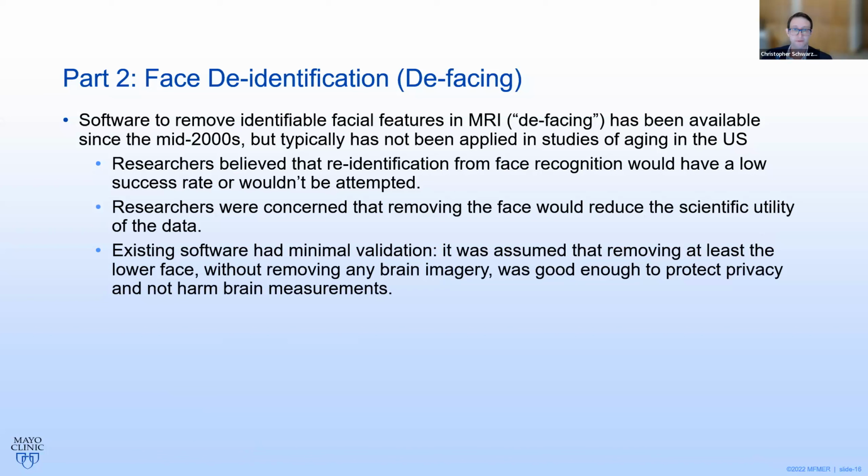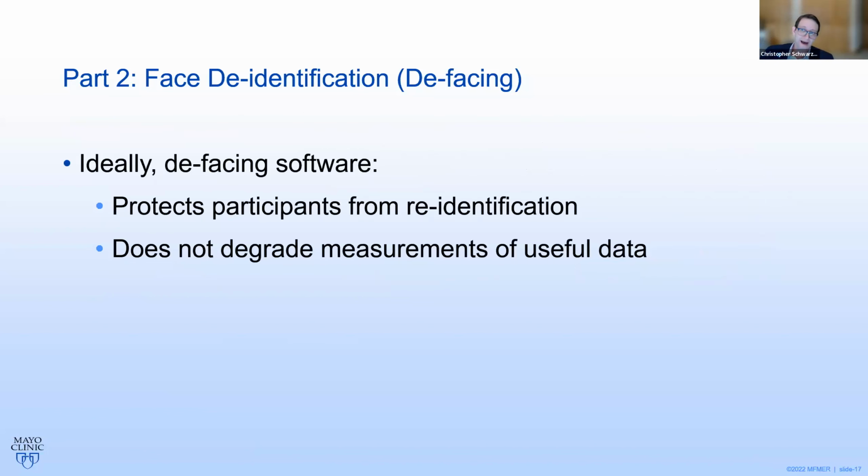Researchers were concerned that removing the face would reduce the scientific utility of the data. And the existing software had minimal validation. Nobody really tested whether it would prevent face recognition. It was thought that if you removed at least most of the face and you didn't touch anything in the brain, it'd be good enough and it wouldn't harm any of the brain measurements. Most of that turns out to not be true, and that's what I'll show you.